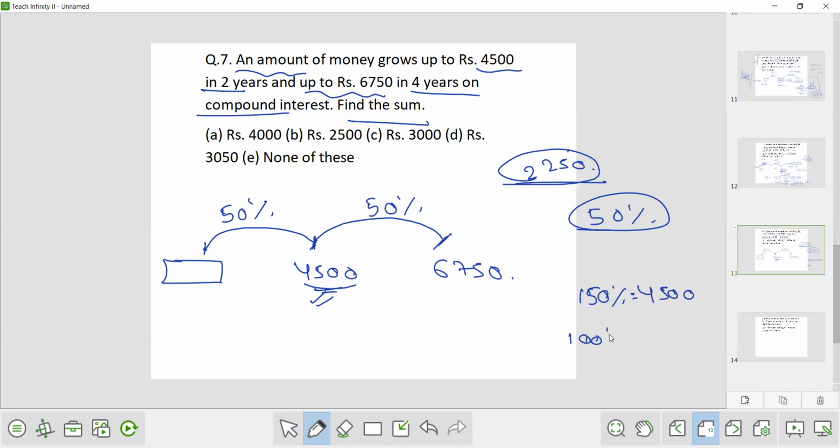So 100% is equivalent to how much? This is 30 times. So this will also become 30 times. That is 3,000 is the answer. So option C is the correct answer. Okay, thank you.